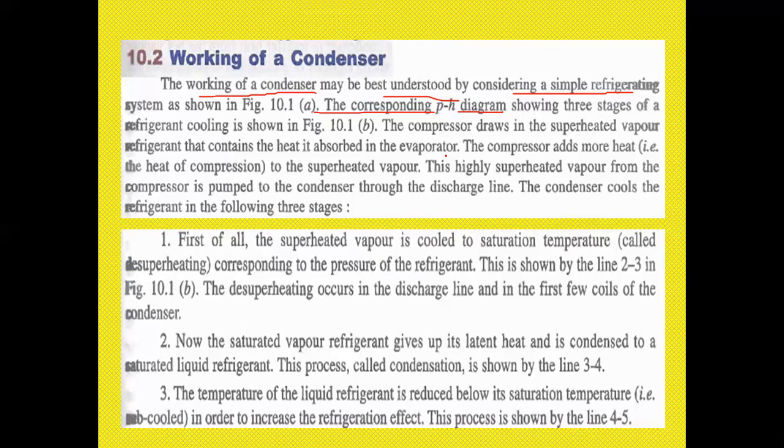This highly superheated vapor from the compressor is pumped to the condenser through the discharge line. The condenser cools the refrigerant in the following three stages. So how will the condenser cool the refrigerant?